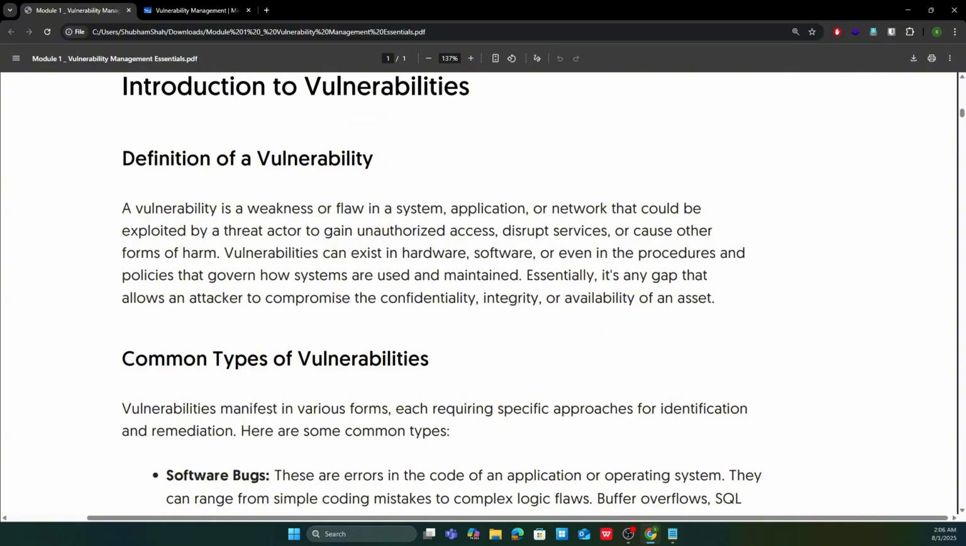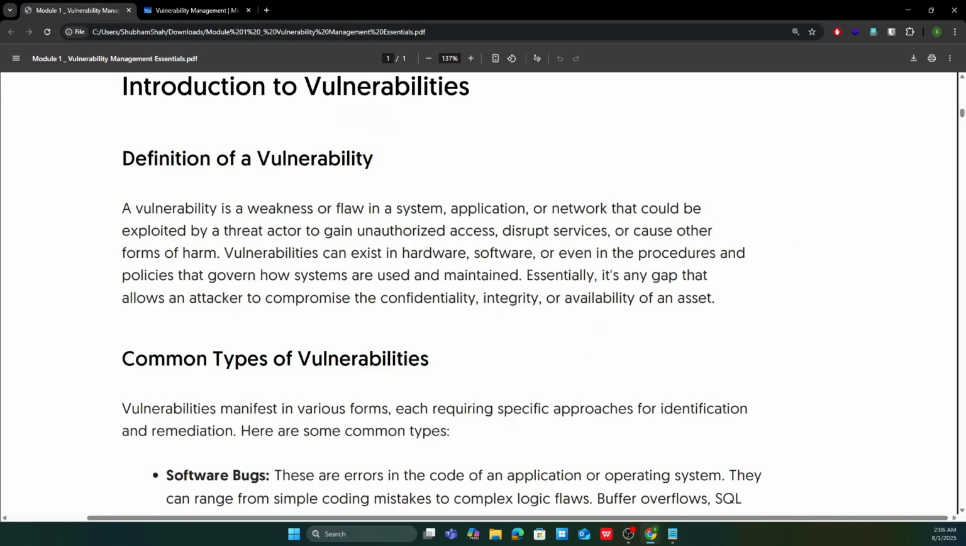Now, a vulnerability can be defined as a weakness, or you can consider it a flaw, in the system, application, or network. A threat actor could exploit this flaw to gain unauthorized access, disrupt services, or cause any other form of harm.